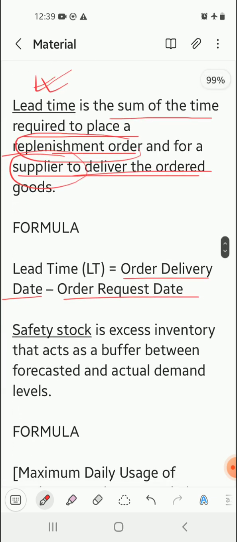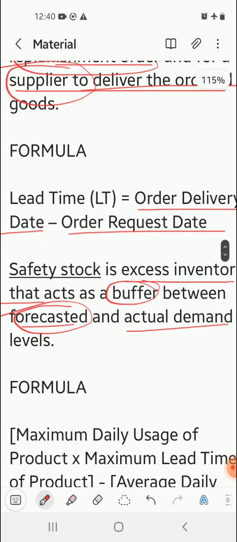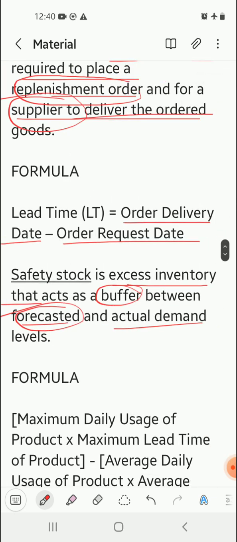The second term that we had come across was the safety stock. It is the excess quantity that acts as a buffer between the forecasted and the actual demand. Now, what is a forecasted level? Forecasted level is something, an assumption. On the basis of an assumption, if we have decided that this much quantity of a particular inventory will be required, that is our forecasted level. And actual demand is what actually arises, the level that is actually required. So the difference between them is known as the safety stock.